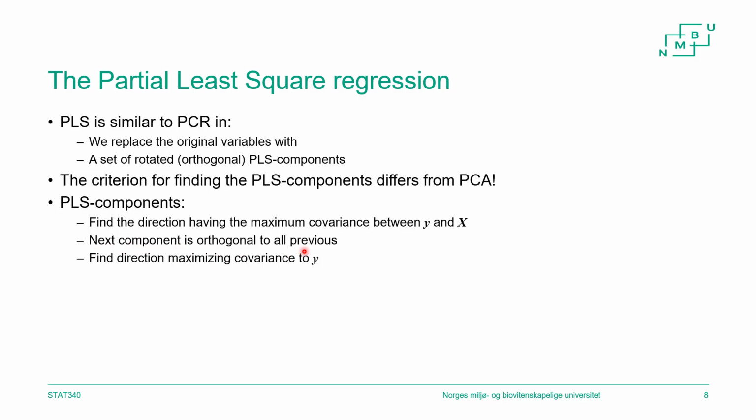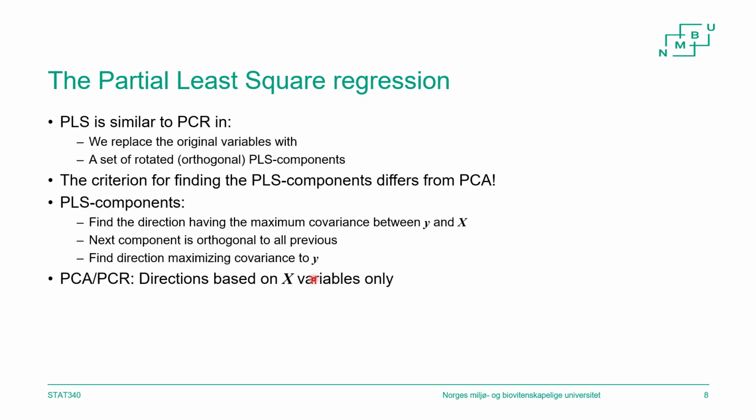Apart from that, everything else is fairly similar. The next component is always orthogonal to all previous ones. That's the same for both PLS and PCR. And then you find directions maximizing covariance to Y. So that's really an advantage, I would say, in this setting here. The PLS has an advantage over PCA here because it uses this information about the response.